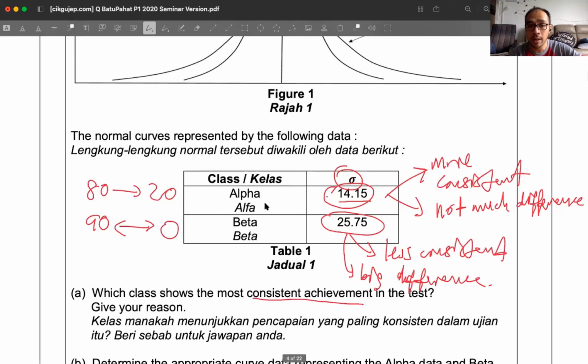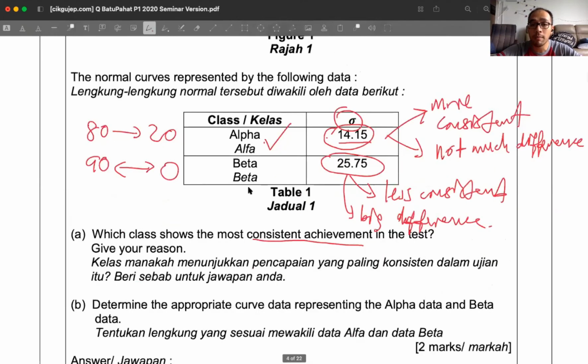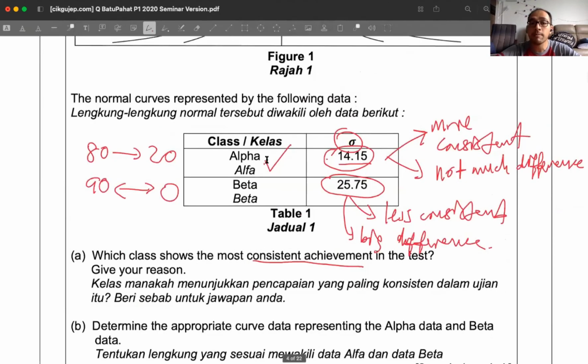Between these two, alpha shows the most consistent. The reason is because the standard deviation is smaller. That's it. 1 mark, sorry. Alpha, because the standard deviation is smaller. Is there any working for this? No. It just requires you to understand what the standard deviation means.